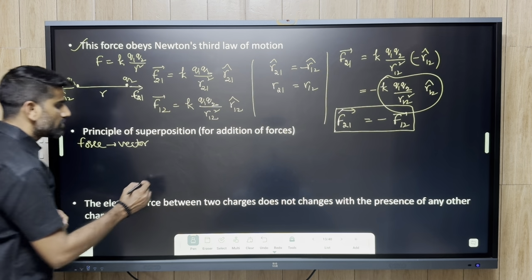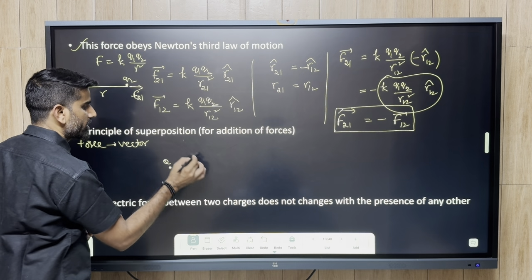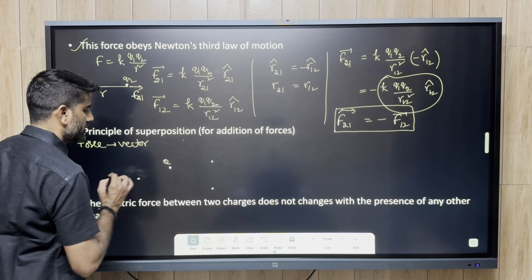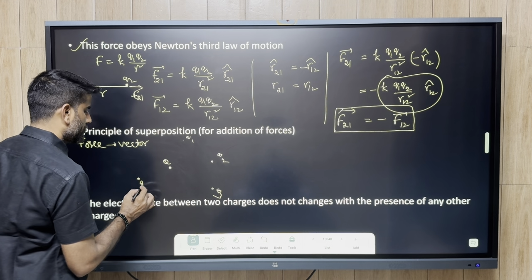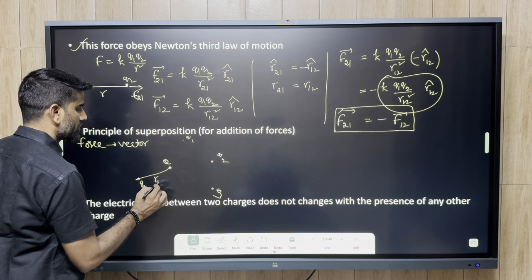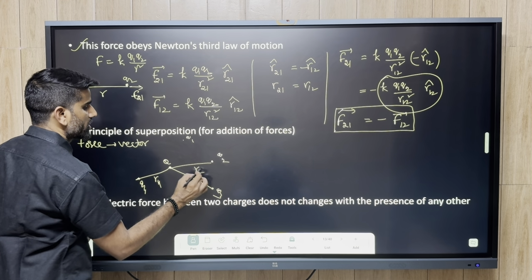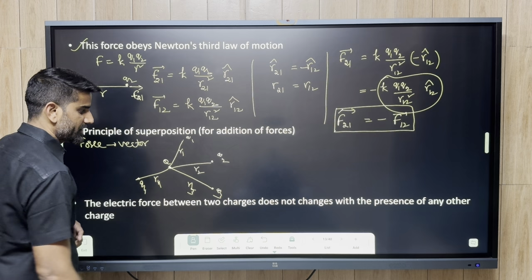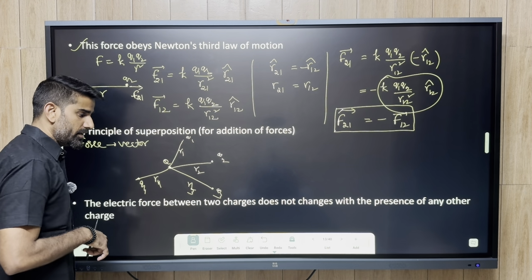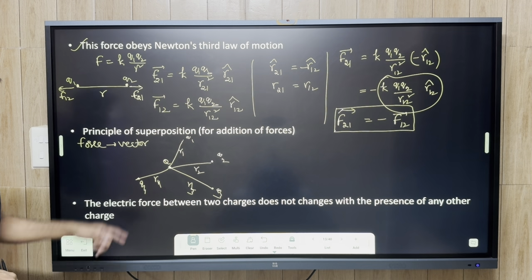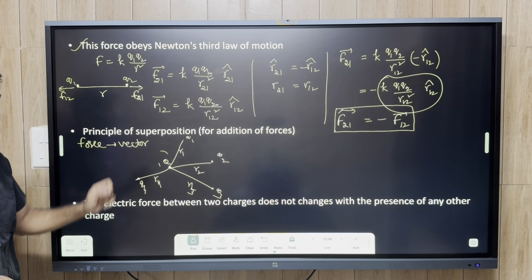Now let me draw the diagram. I have taken a point charge Q and I have considered multiple charges somewhere around here. These are q1, q2, q3 and q4. The distance of q4 is r4, the distance of q3 is r3, the distance of q2 is r2, and q1 is at r1, let's say. Now every charge is exerting some force on the capital Q charge.